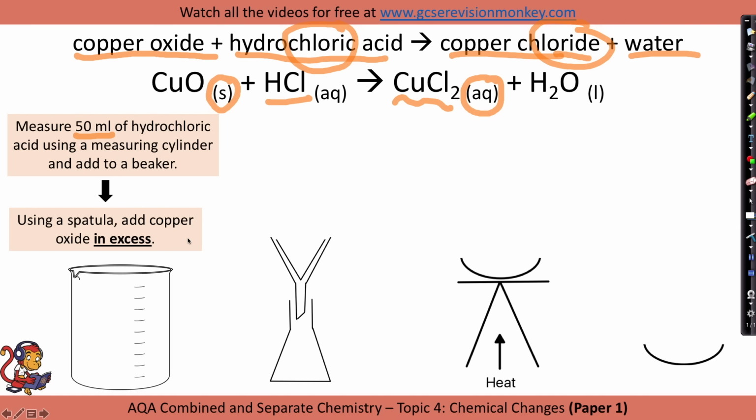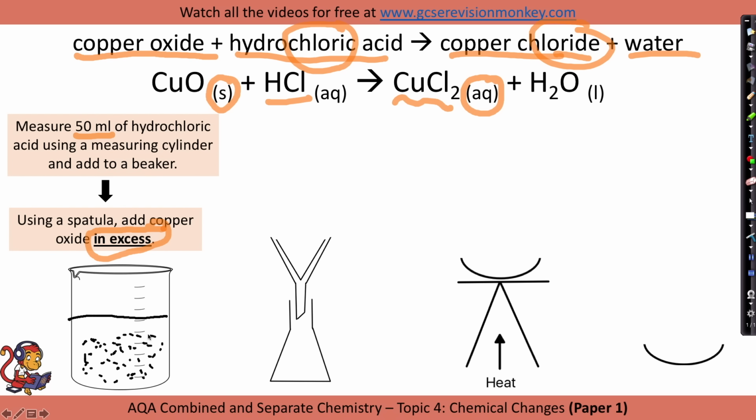To that beaker, using a spatula, you would add copper oxide, but the important thing is that you would add it in excess, which means you keep on adding the copper oxide until no more will react and you have excess in the solution. You will notice when you have excess in your solution, because you will see that there's lots of copper oxide or whatever base you're using that has not reacted. So we need to get rid of that.